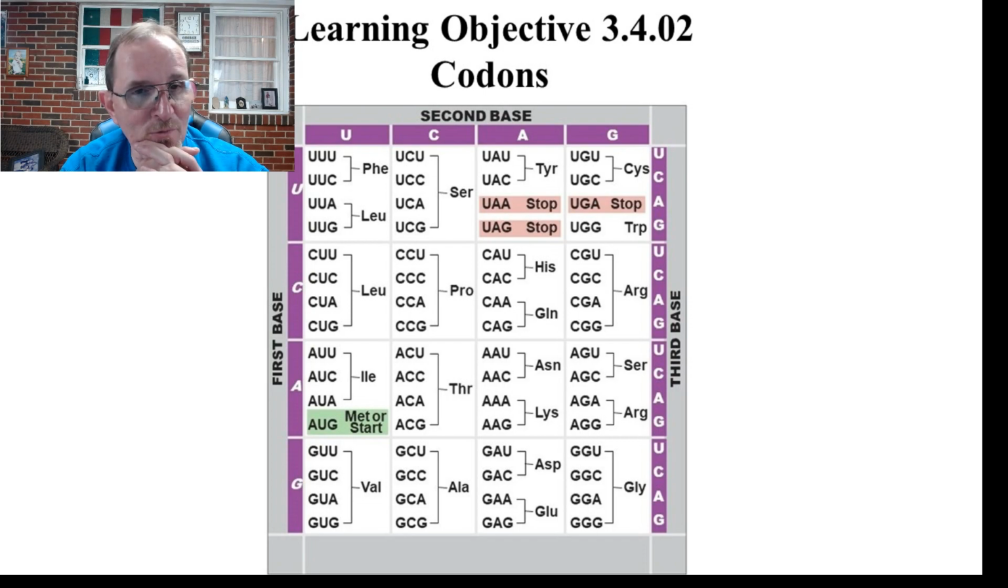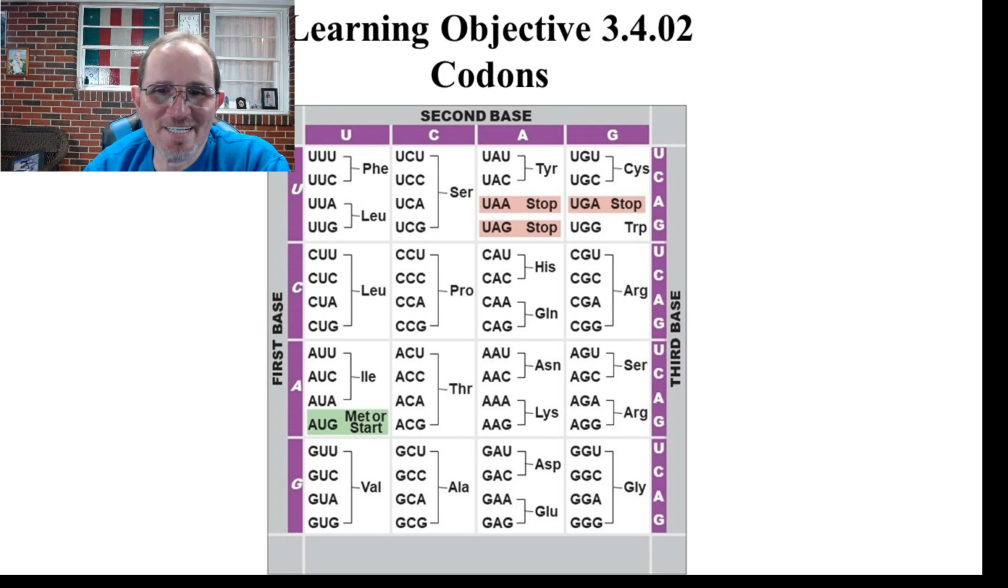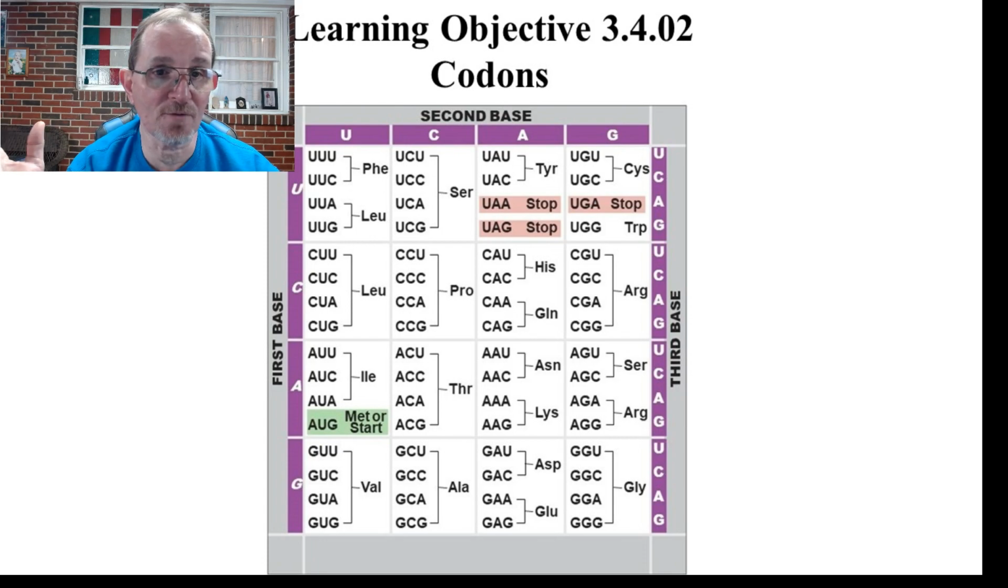So this guy just keeps going, but how does it know to stop? Okay, that's enough. We're finished. Well, this is what these 3 are for: UGA, University of Georgia, UAA, and UAG. These guys are all stop codons. So when the ribosome comes to one of these guys, it stops. It's done. It's over. That's the stop signal.